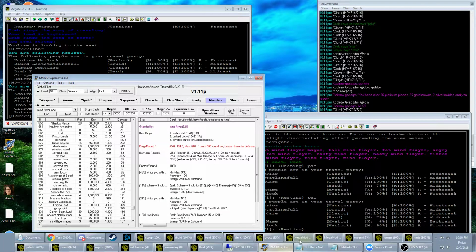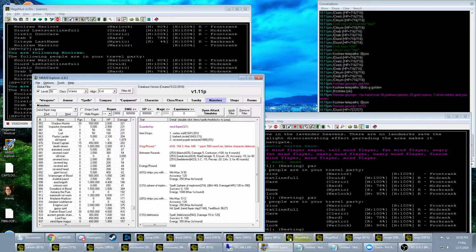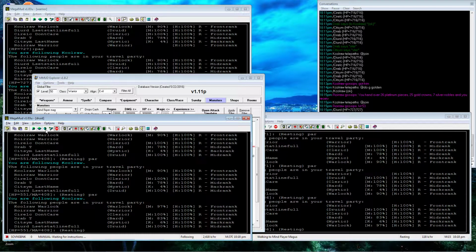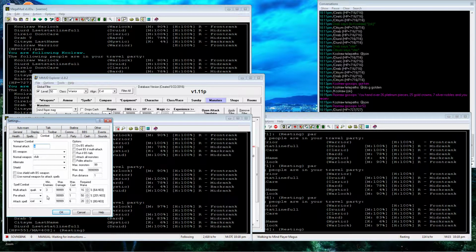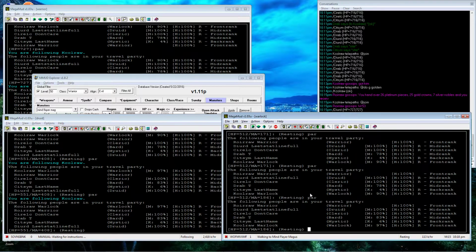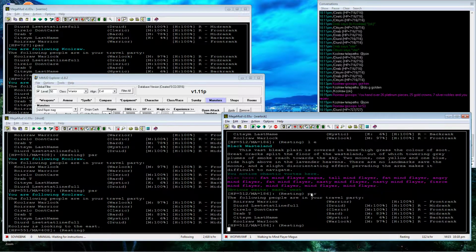The key thing here is I want my druid to be nuking. So where is my druid? Right here. Druid should be set up to nuke. So auto nuke is on for manual and auto. It is going to do it with at least three enemies. So without further ado, here goes nothing.